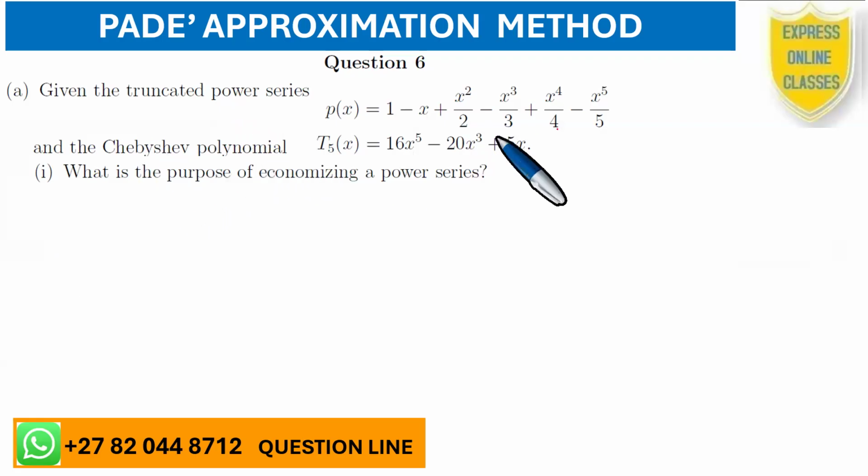Given the truncated power series, this one, how is it truncated? It is truncated because a power series normally needs to run to infinity, and this one has been terminated. So it doesn't run to plus dot dot dot. It has been stopped, truncated. And the Chebyshev polynomial, this one, is t sub 5 of x, which is 16x to the 5th power, and so on and so forth.